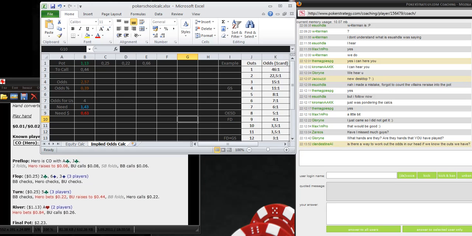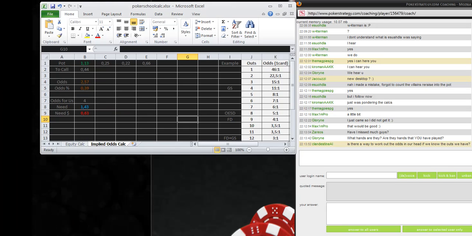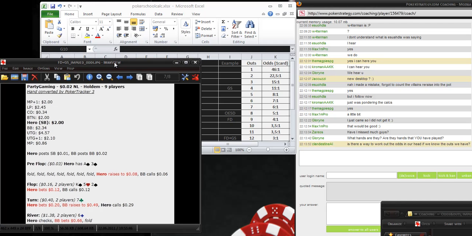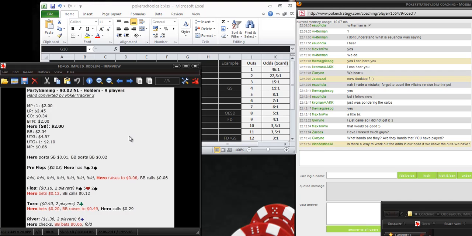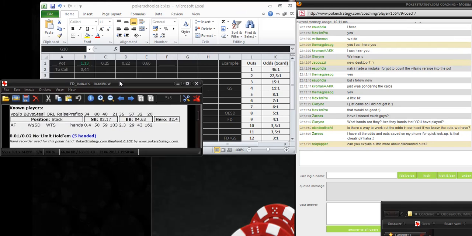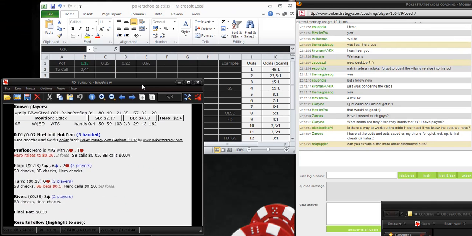But anyway, I guess we can take the next hand, and the next hand, let me check, will be flush draw and gutshot. Oops, not that hand. That one we had already, and this one then.